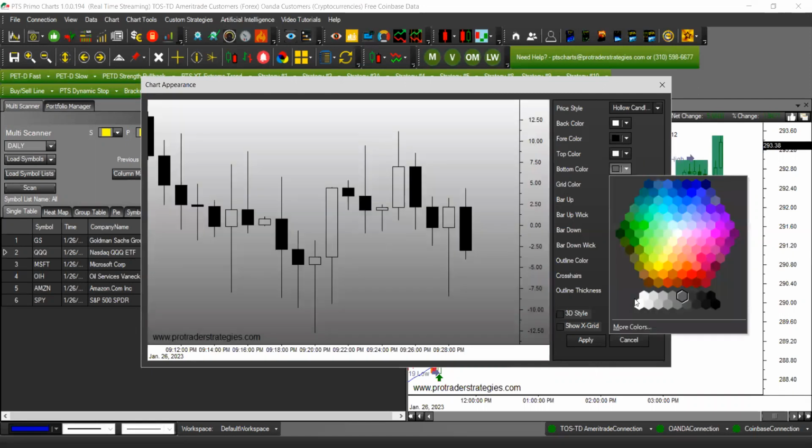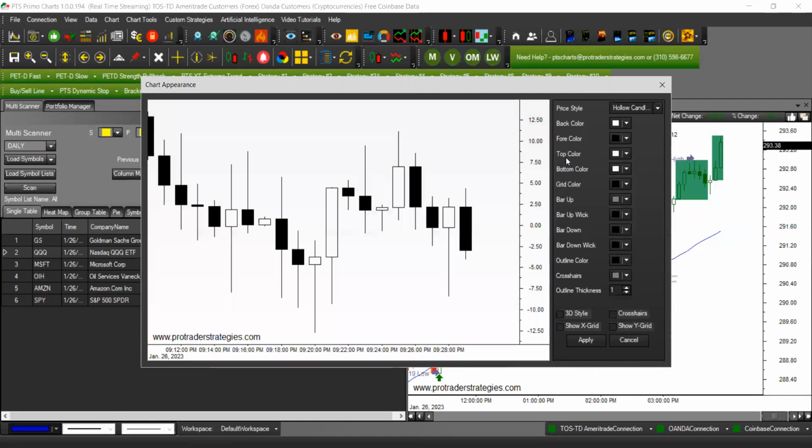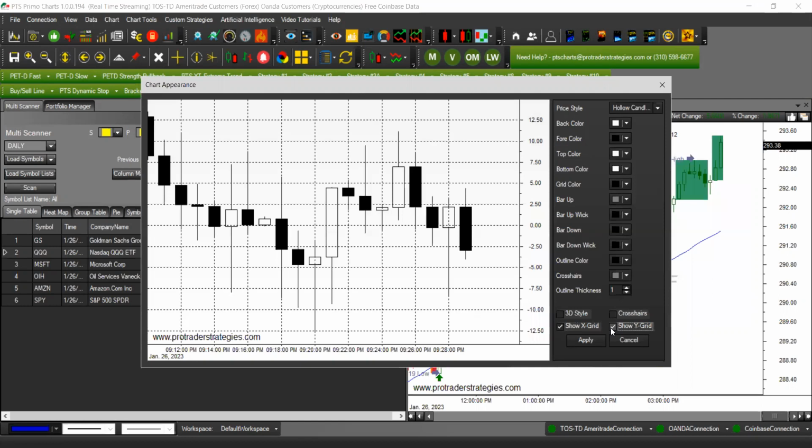Originally they are white. Okay, so that's the top color and the bottom color. You can also add, like, for example, the grid line. Okay, the X grid line. So that's the vertical lines or the horizontal lines. You can add them from here.